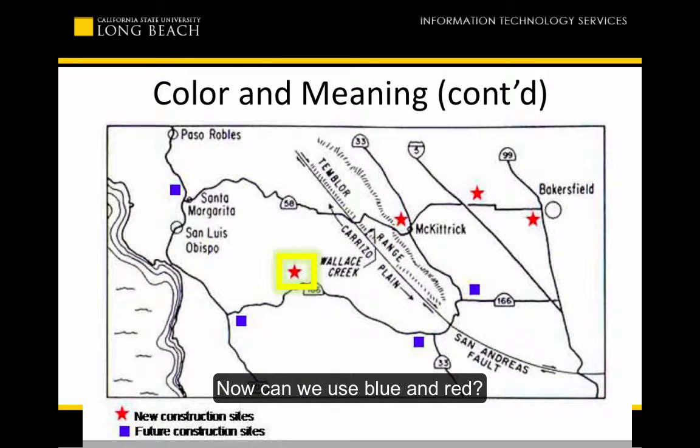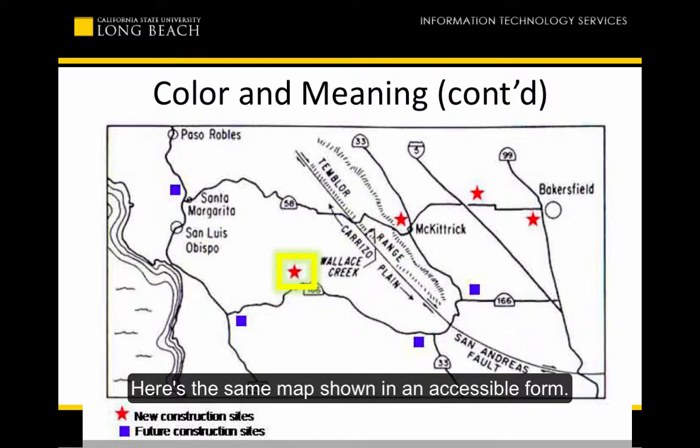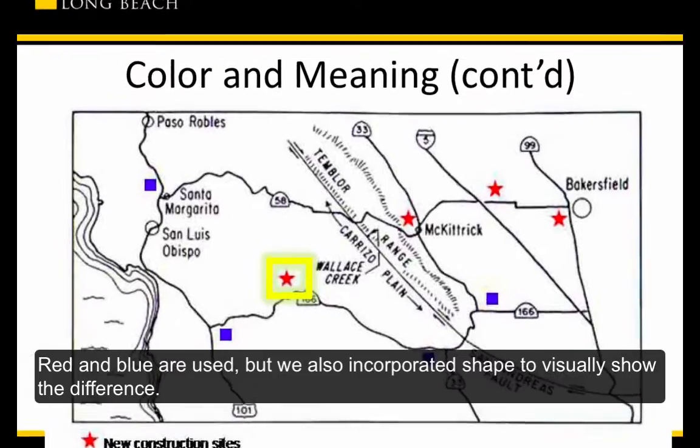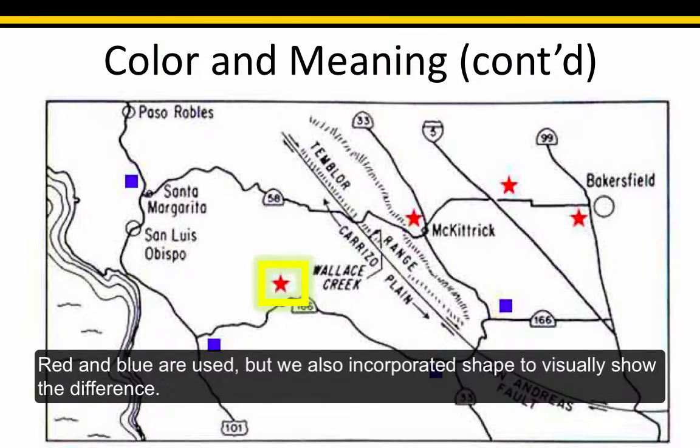Now, can we use blue and red? Sure we can. Here's the same map shown in an accessible form. Red and blue are used, but we've also incorporated shape to visually show the difference.